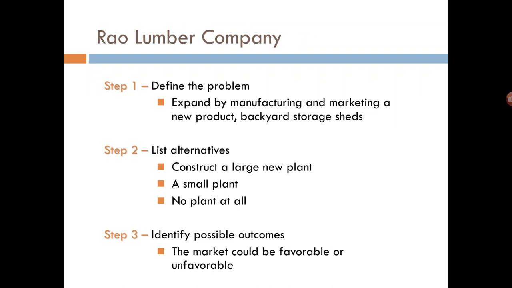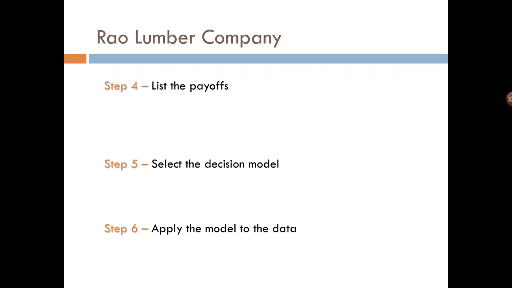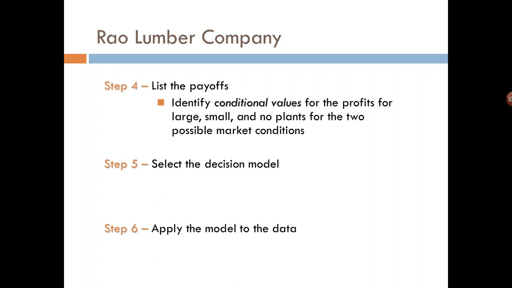Okay. So my alternative decisions are constructing a large plant, small plant, or no plant. And how is my market trend? I have two options. One is the market can be favorable to me, or the market may be unfavorable to me. And what are the payoffs we have? List the payoffs. Identify the conditional values. So for a large plant, we have 2 lakhs as profit. If it's unfavorable, minus 1,80,000. If it's a small plant, 1 lakh as profit and 20,000 as a loss. If it's no plant, 0 profit, 0 loss.